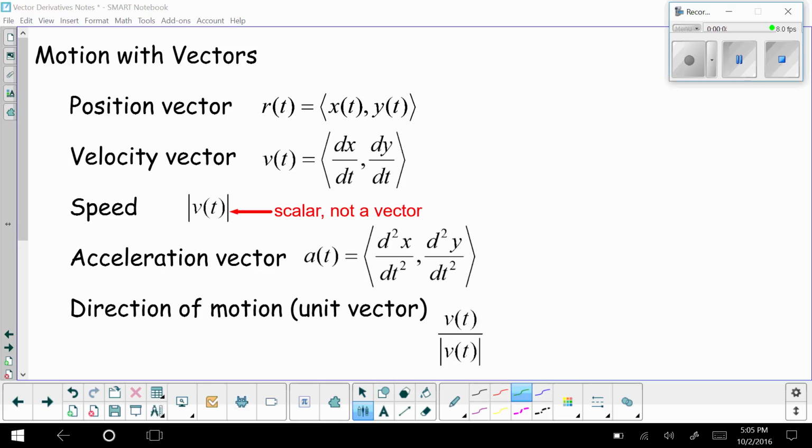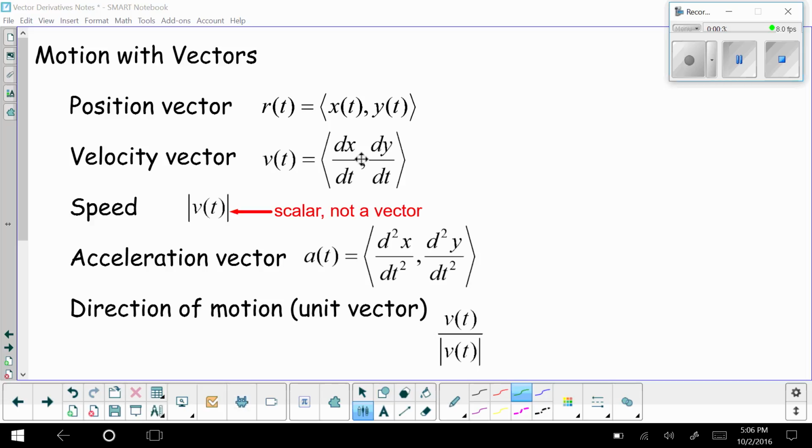So typically how we end up seeing vectors used in calculus is with motion, and a lot of times we're given a position vector that tells us how our displacement, how our particle or object is moving. To find the velocity vector, you just take the derivative of the x term with respect to time, derivative of the y term with respect to time, and that gives you a velocity vector.